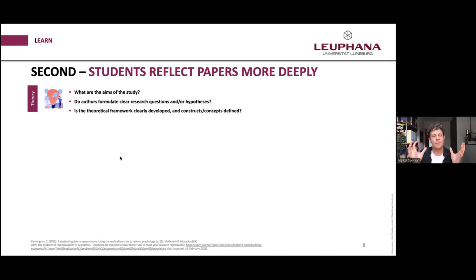And to critically reflect on the theory, you also need to know whether the constructs, or the theoretical framework, are clearly developed in the sense that everything is defined specifically. So you know that when the authors are talking about happiness, for example, which is a field I'm also interested in, they are actually talking about happiness.